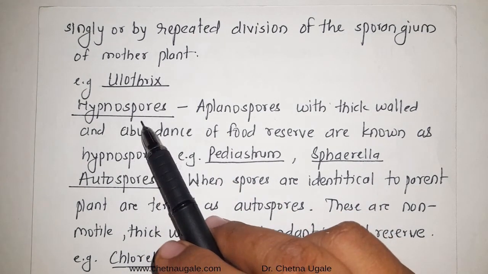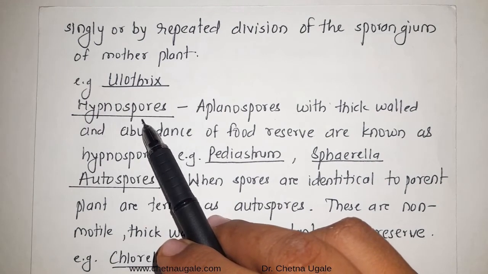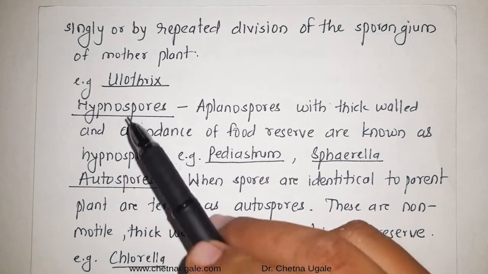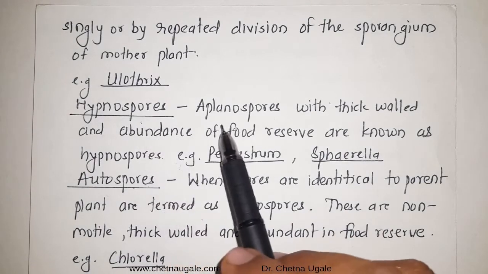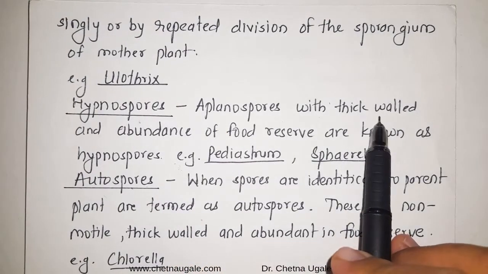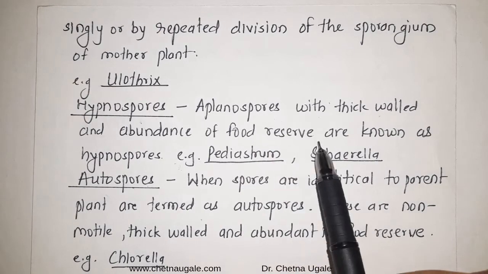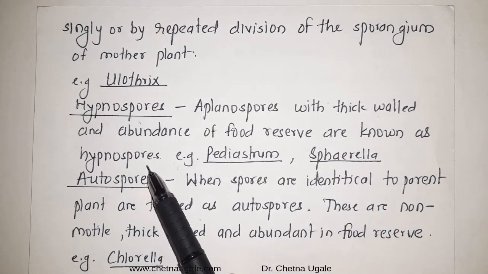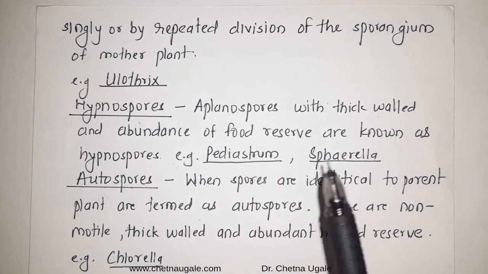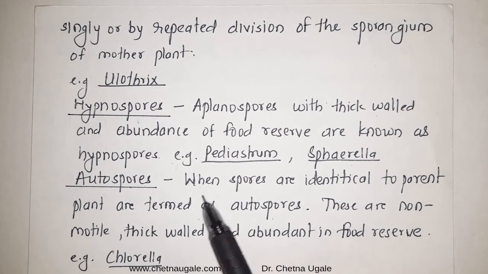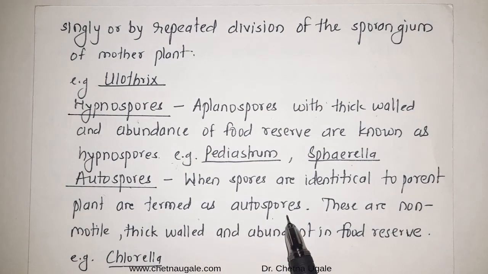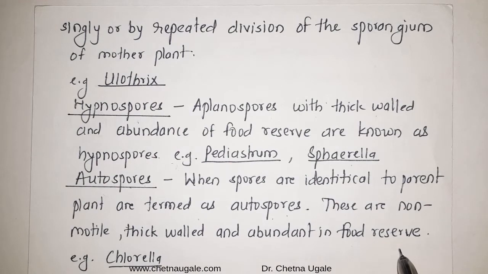This aplanospore has been classified into two categories, hypnospore and autospore. An aplanospore with a thick wall and abundance of food reserve is known as the hypnospore. Examples are pediastrum and spirogyra. While autospores, when the spores are identical to the parent plant, are termed as autospore. They are non-motile, thick-walled and abundant in food reserve.